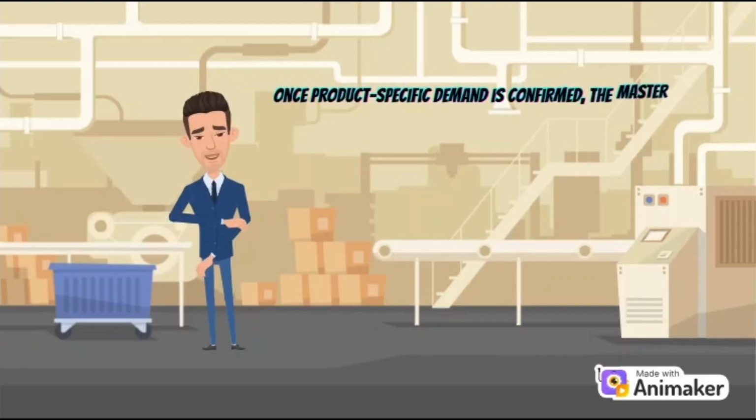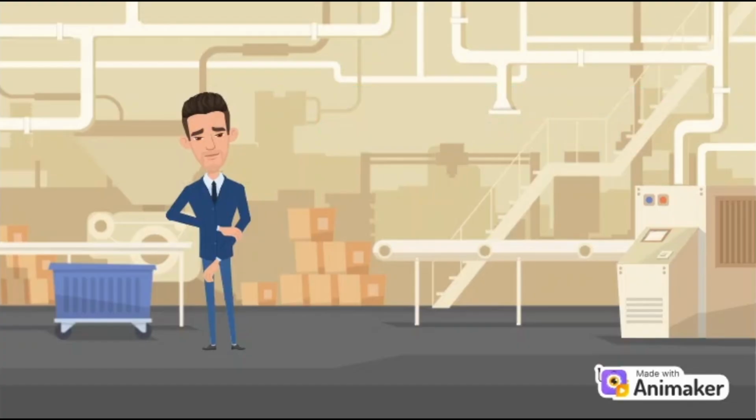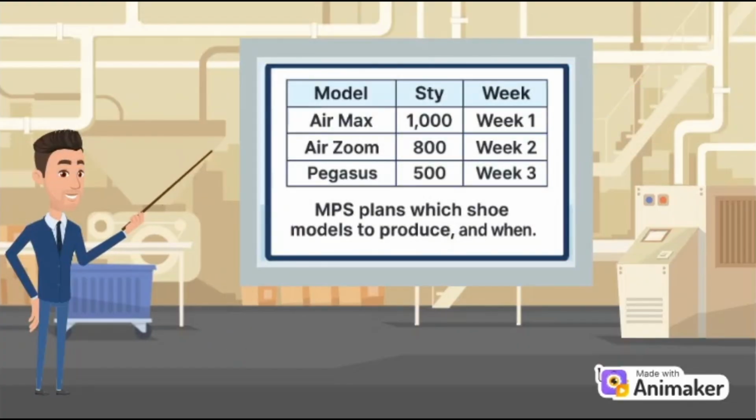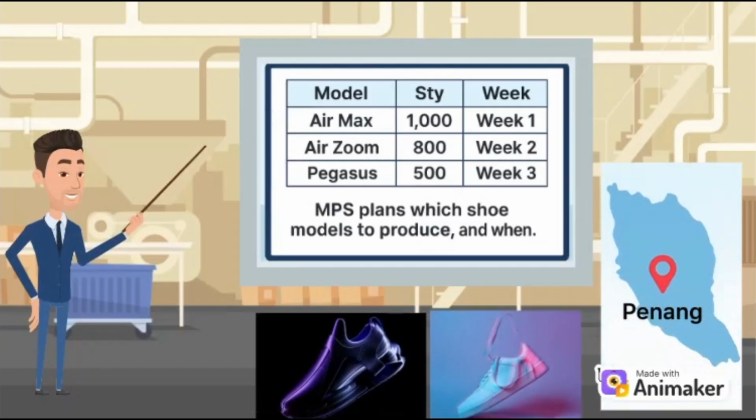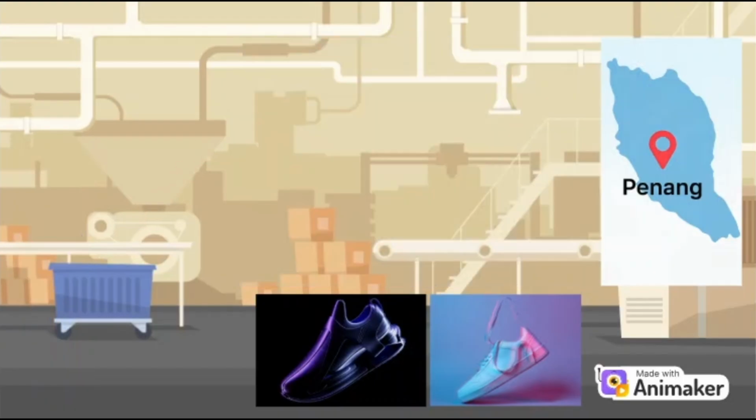Once product-specific demand is confirmed, the Master Production Schedule, or MPS, is developed. MPS outlines which Nike shoe models need to be produced, in what quantity, and by what date. It acts like a weekly calendar for the factory, ensuring the right models are produced at the right time, avoiding delays or bottlenecks. For example, if Penang needs 800 Air Zooms by mid-month, MPS schedules production of those units in advance, factoring in lead times and shift capacity. This ensures synchronization between demand and the factory floor.